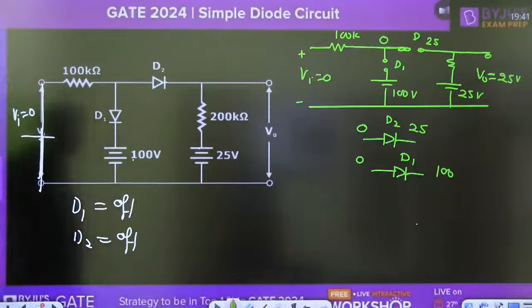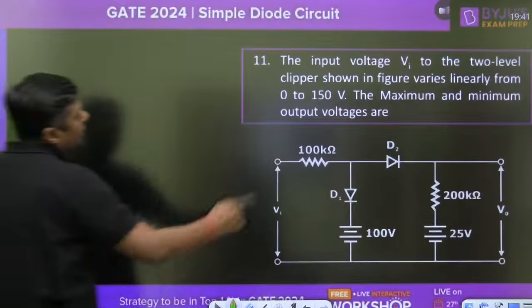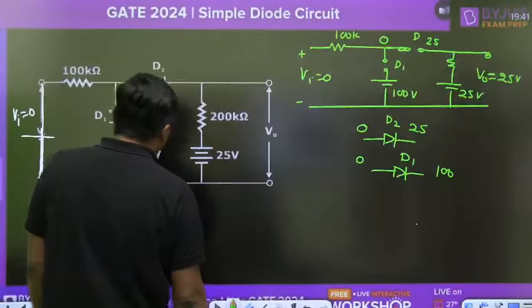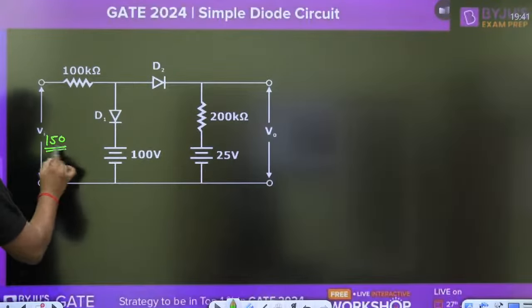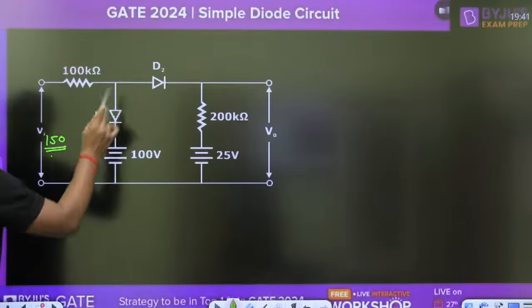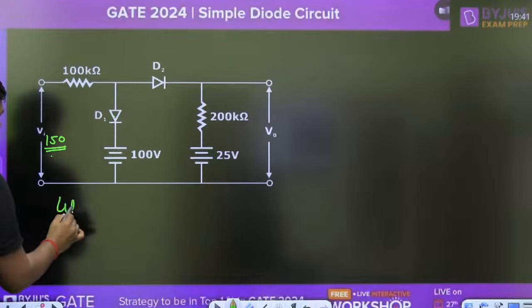Okay. So the minimum voltage is 25 volt. What is the maximum voltage? To find the maximum voltage, put the maximum value of the input. What is the maximum value of the input? 150 volt. Suppose this is the 150 volt. Guys, this is greater than 100 volt for this diode, and greater than 25 volt, so we can assume that both the diodes are on.